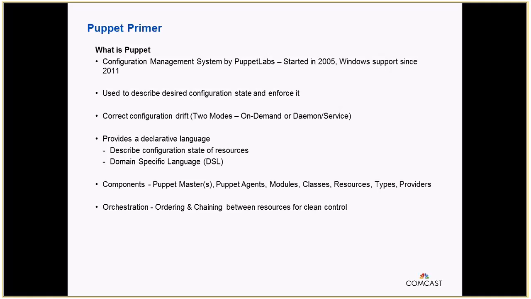Similar to DSC, you use Puppet to describe your desired configuration and you apply it. You can do it on demand, or you can set it for a schedule. Every 30 minutes is the default for Puppet. It provides a declarative language to state your configuration. It's a DSL, or domain-specific language. We'll look at the different components of Puppet at a high level: Puppet Master, Puppet Agents, modules, classes, resources, types and providers. I'll do a little bit of analogy between DSC components so you can see where it fits. Puppet also provides a lot of orchestration in being able to configure your systems, with really clear, powerful linking and dependencies within Puppet itself.